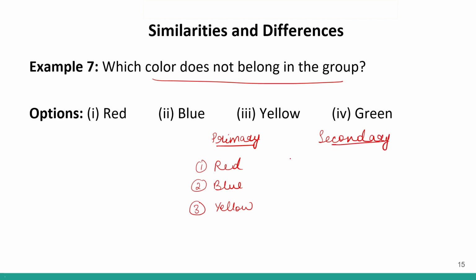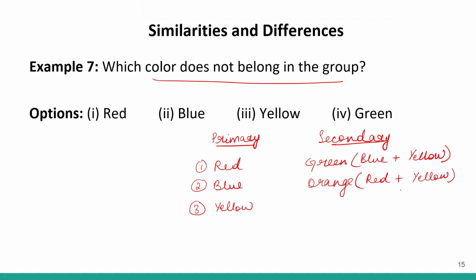So secondary colors are what? Green. Green is made by mixing blue plus yellow. The next secondary color is orange. Orange is made by mixing red plus yellow. And then the third color is purple. Purple is obtained by mixing blue and red. So these are the 3 secondary colors.